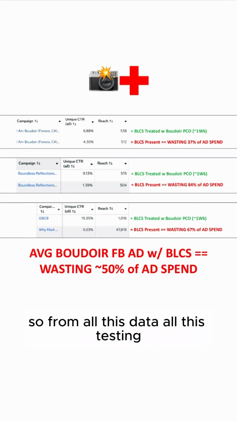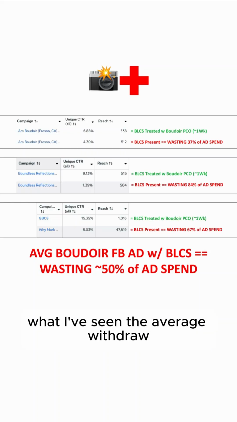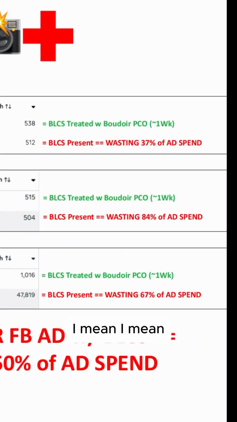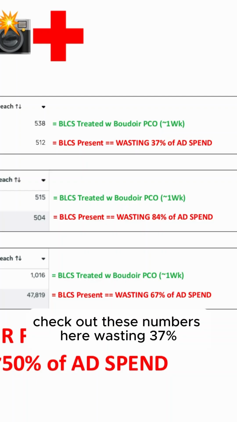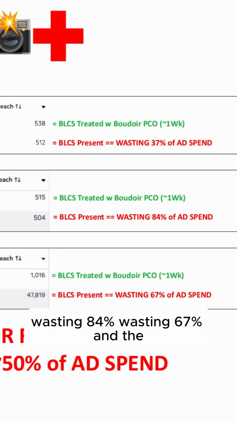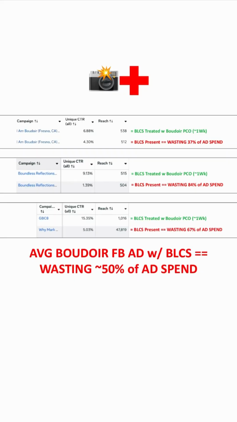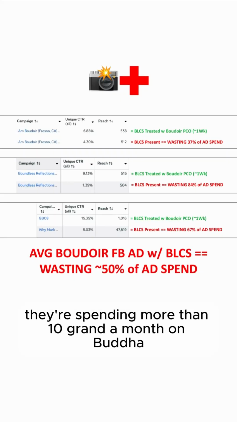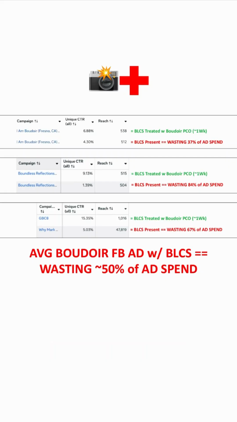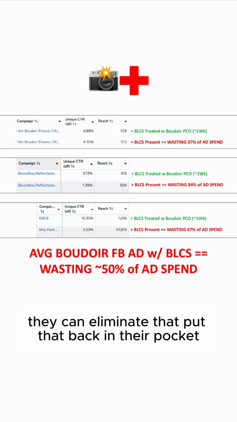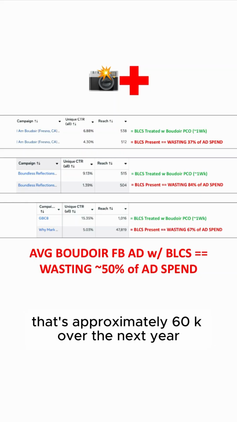So from all this data, all this testing, what I've seen is the average Boudoir Facebook ad with BLCS is wasting about 50% of its ad spend. I mean, check out these numbers here: wasting 37%, wasting 84%, wasting 67%. So if they're spending more than 10 grand a month on Boudoir Facebook ads, then on average 5K a month is being wasted. They can eliminate that, put that back in their pocket. That's approximately 60K over the next year.